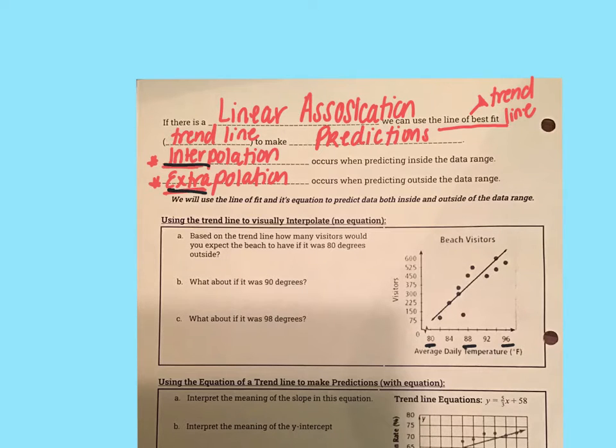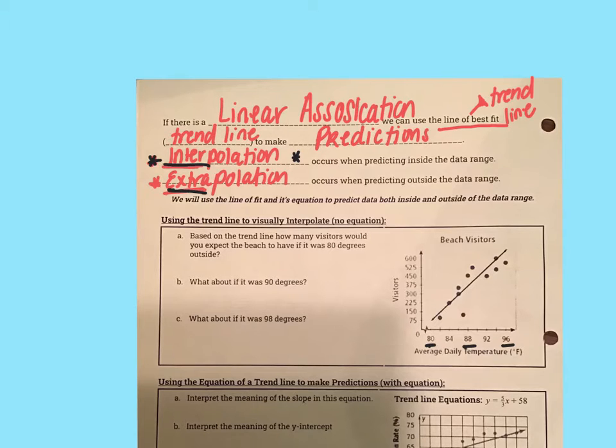Generally speaking, when we're doing interpolation versus extrapolation, interpolation is more dependable, reliable, and accurate because we're talking about data that we've actually collected and know about. If we're extrapolating, we're making an educated guess based on our trend line. So you'll use your line of fit or your trend line plus its equation to make predictions about either data inside or outside your data range.